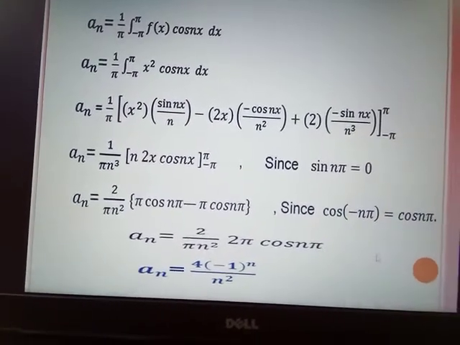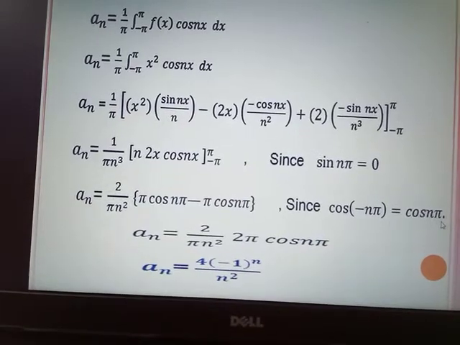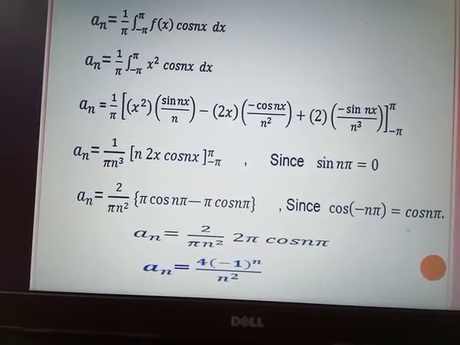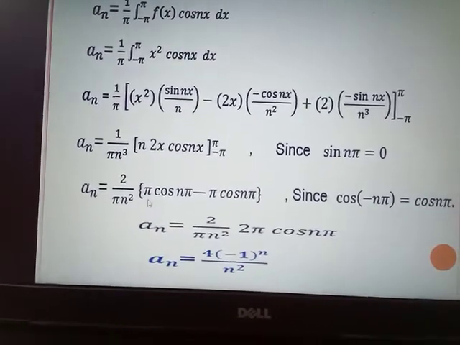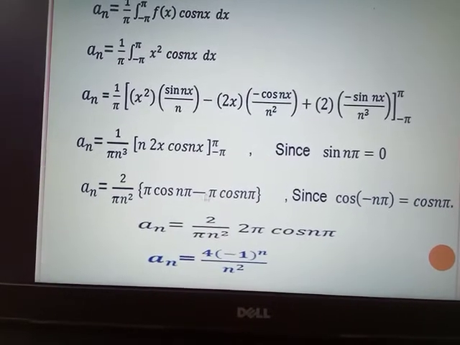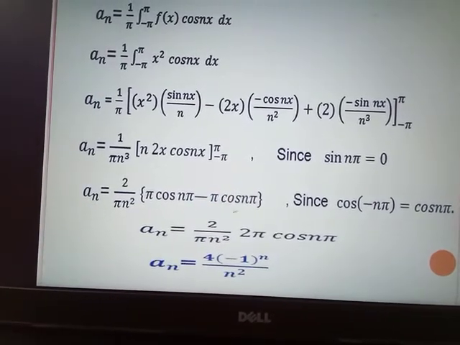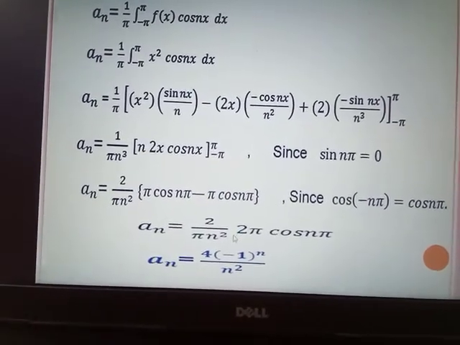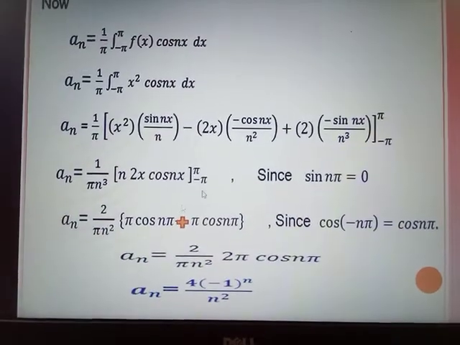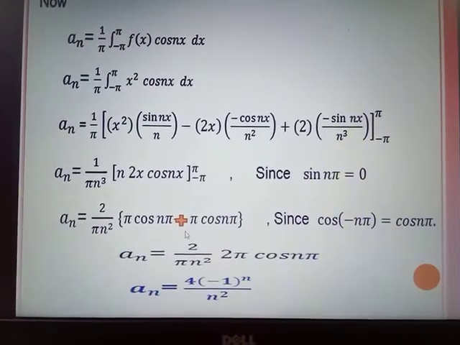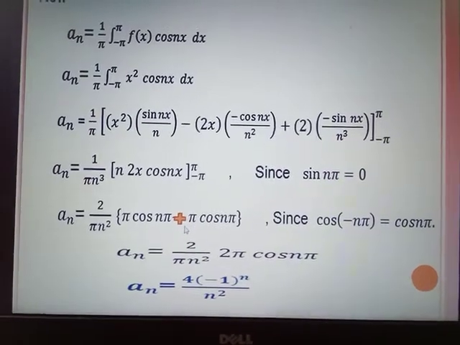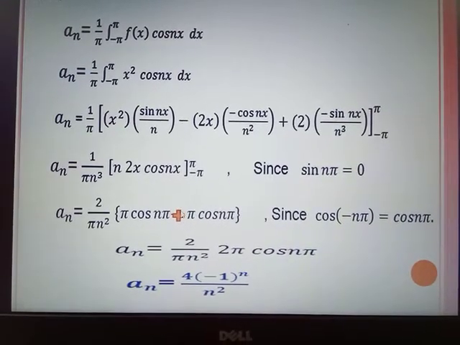Apply the upper limit, it will be pi cos n pi minus, again, pi cos of minus n pi. We know that cos of minus theta is cos theta. Therefore, cos of minus n pi is equal to cos n pi. Therefore, it is pi cos n pi minus pi cos n pi. Here, the lower limit is minus pi.